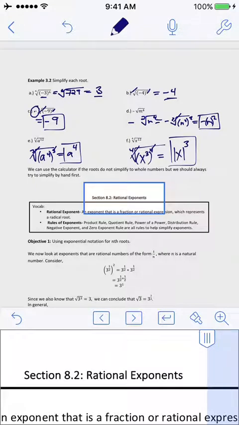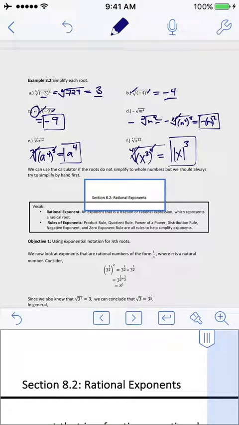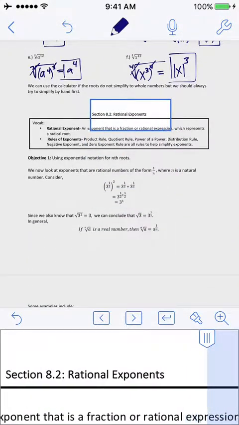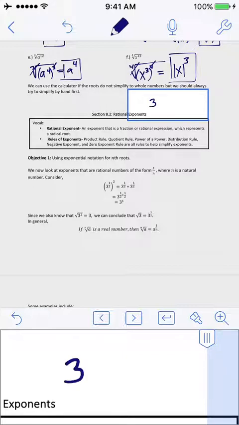8.2, rational exponents. So not to be confused with rational expressions, we're now talking about exponents as rationals. Up until now, we've seen the base of a number raised to a certain power. We call this an exponential expression. We're going to talk about these a little bit more, but today our exponent's going to be a rational number.